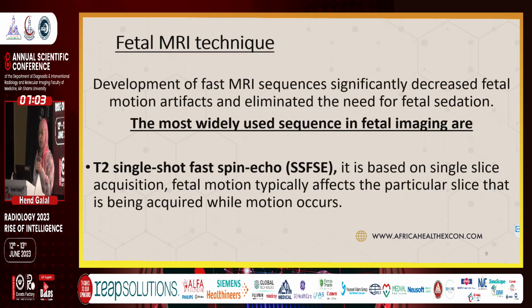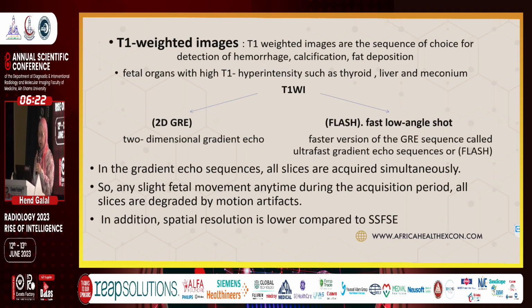The technique of MRI as a whole will be the same schedule when requesting fetal MRI. The most widely used sequences in fetal imaging are T2 single shot fast spin echo, which is maybe the same as the white blood images in cardiac MRI. It's based on single slice acquisition. So if the baby moves at any time, it's one slice acquisition failure, so we don't need to repeat the sequence as a whole.